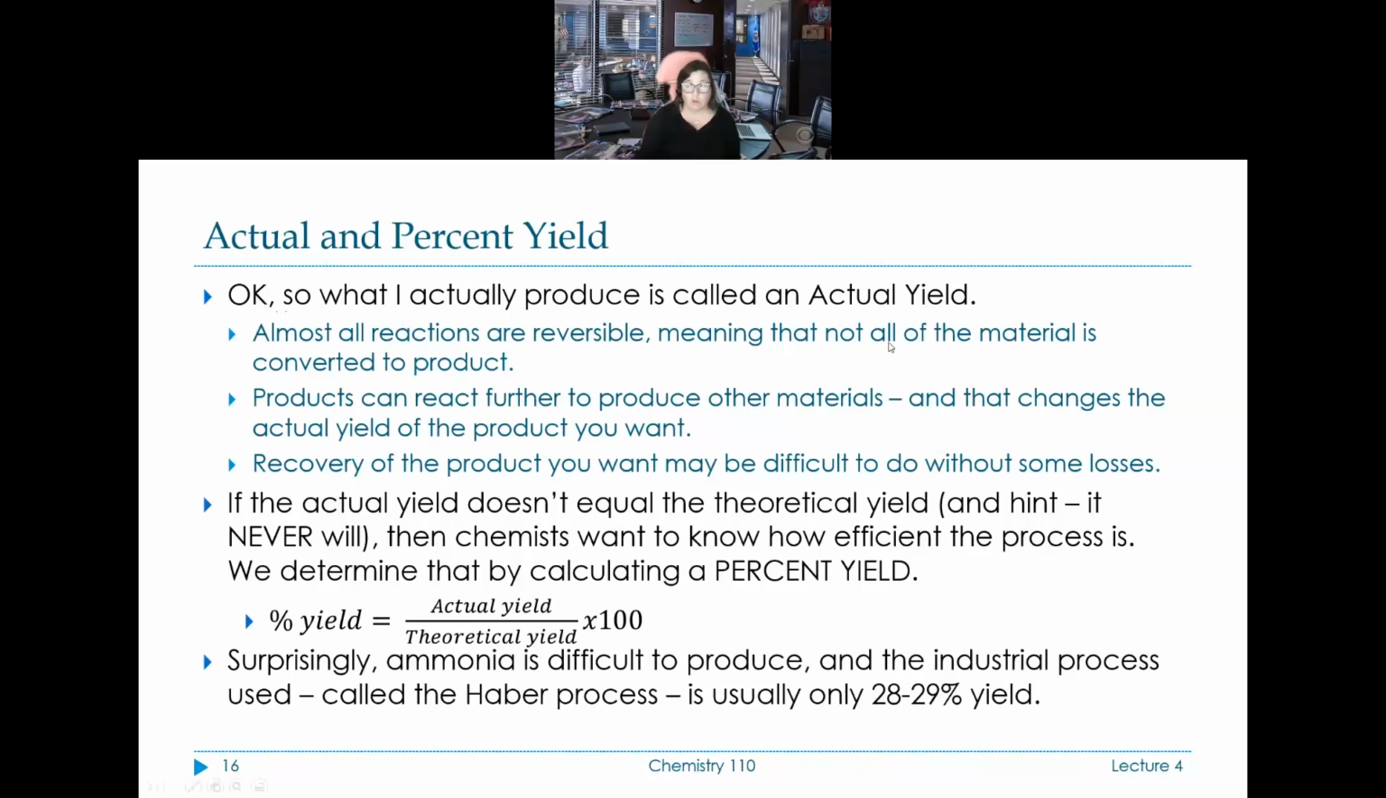Almost all reactions are reversible, meaning that not all material is converted to product. So you make some product, that product goes back to make reactants. It's an equal amount, we'll talk about that later. But that's what happens. Products can react further to produce other materials, okay? And that changes the actual yield of the product you want. Recovery of the product you want may be difficult to do without some losses. So depending on what state it's in, what that process is, it may be very complicated to get everything that is produced.